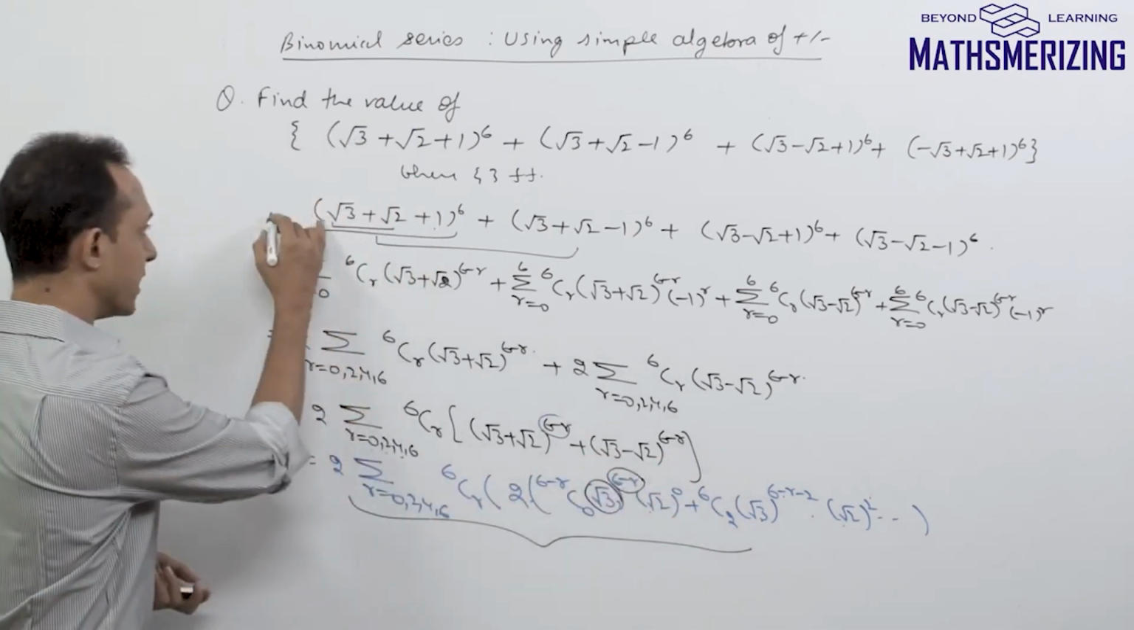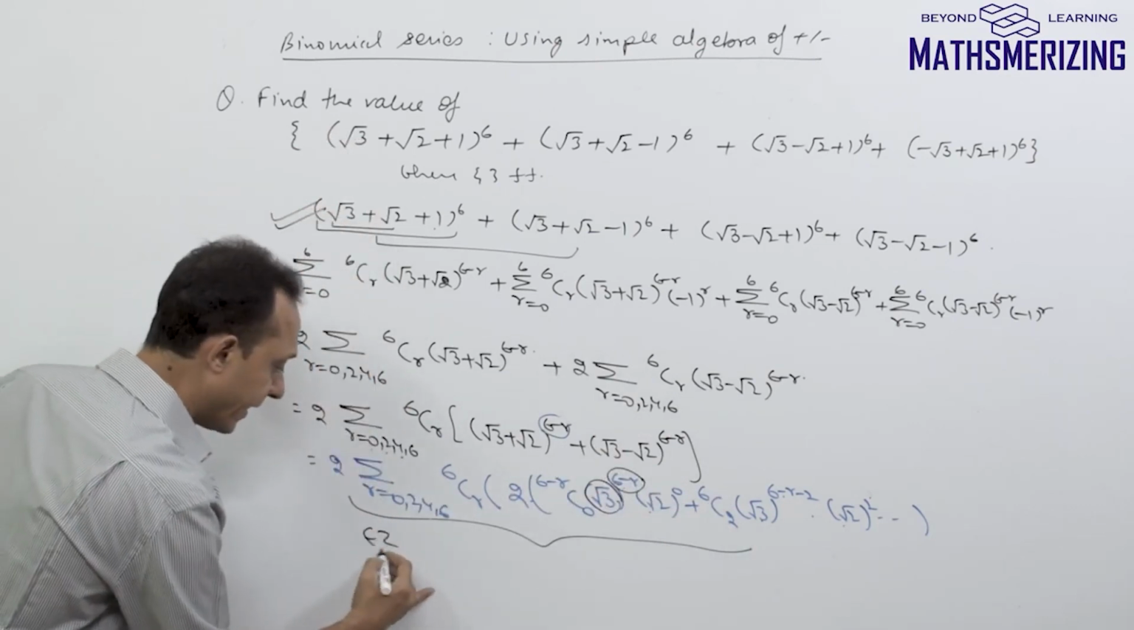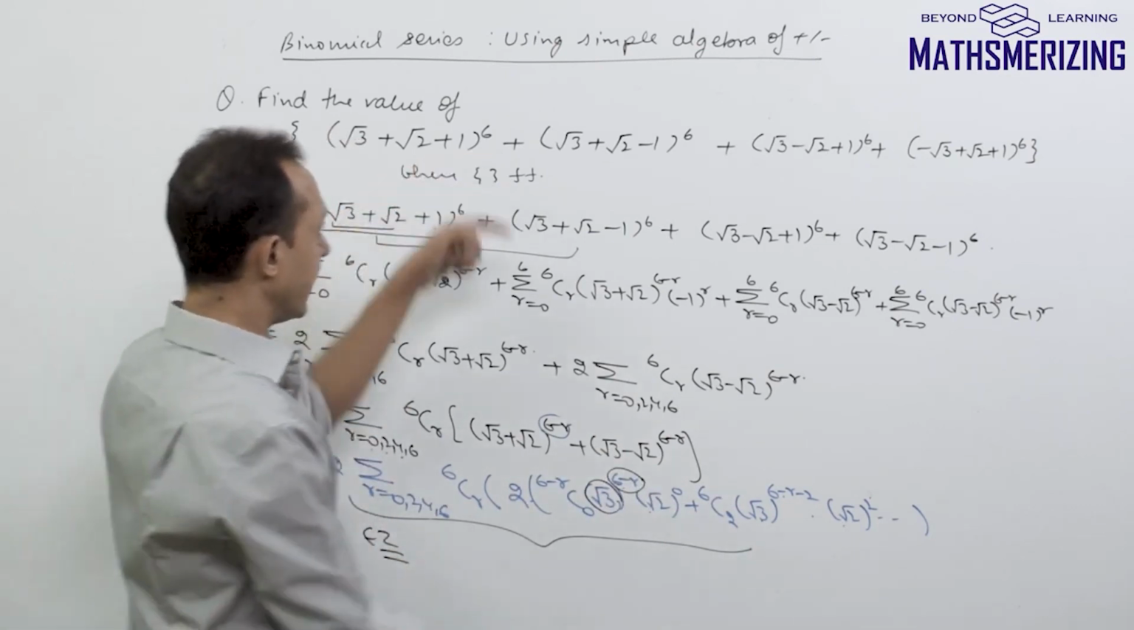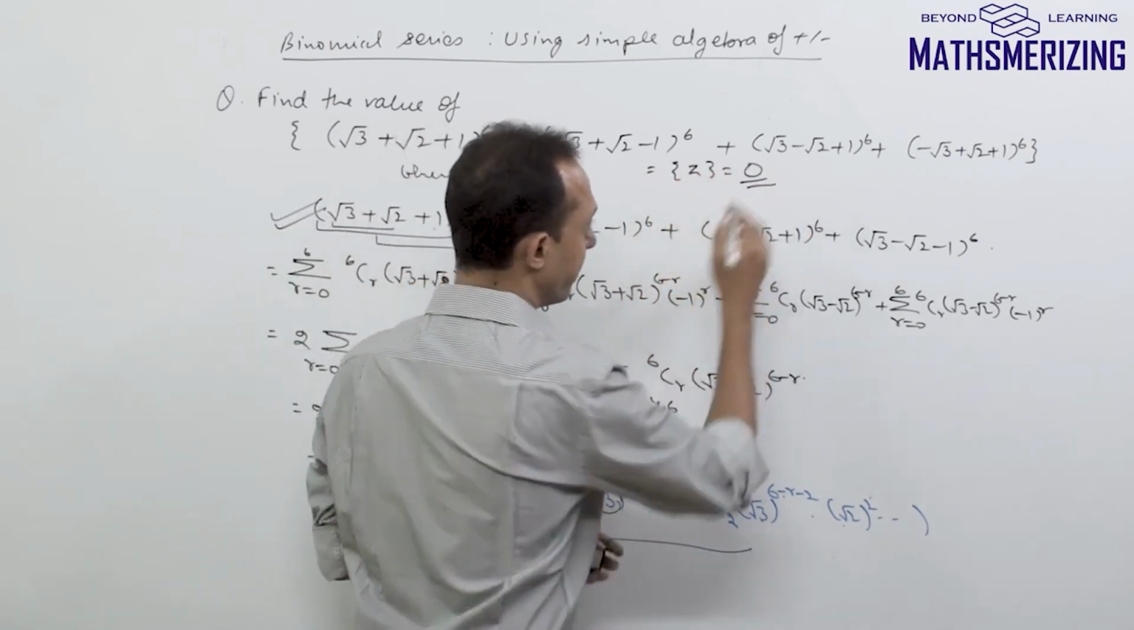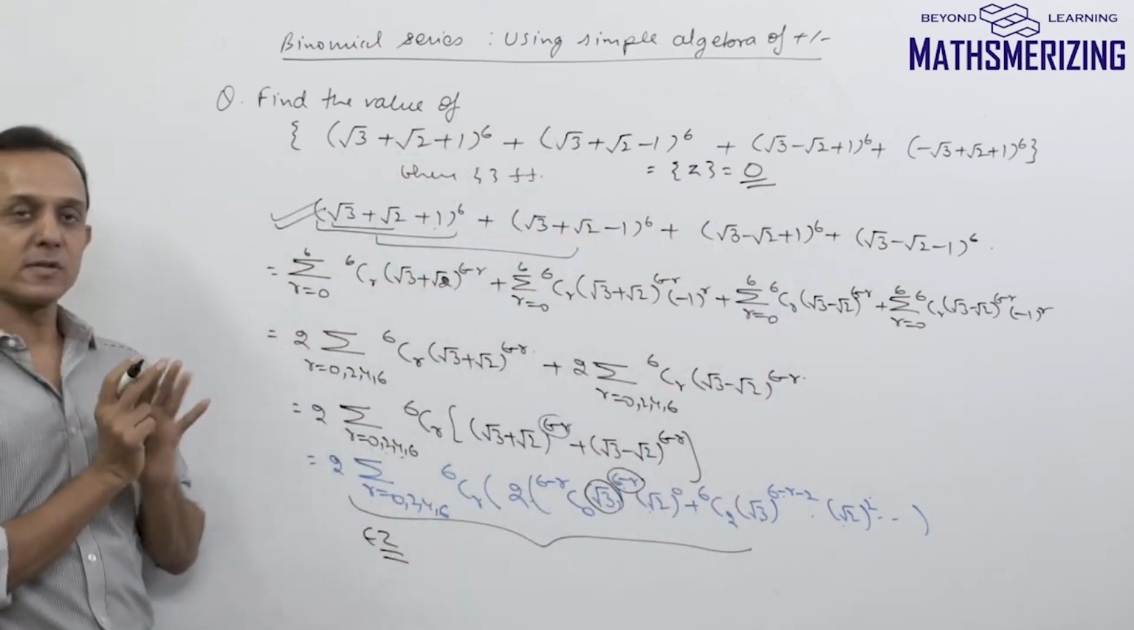So the value of this number is actually an integer. Now when this number is an integer, and I have to take the fractional part of any integer, the fractional part of any integer is simply 0. So the answer to this question is 0.